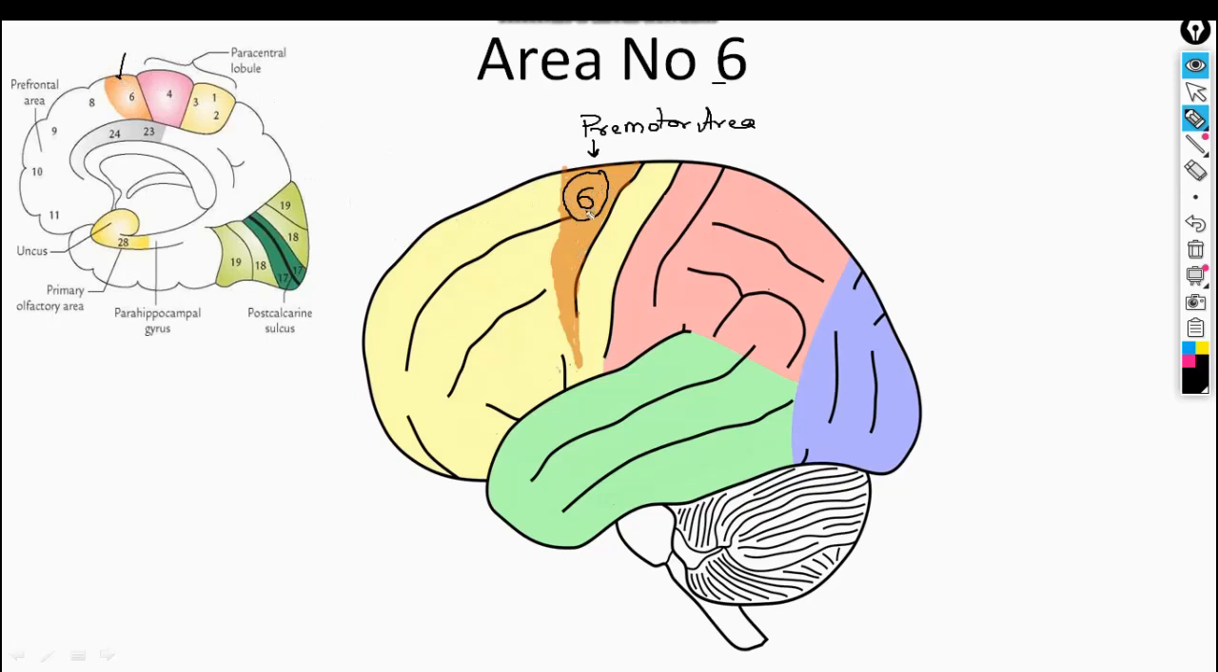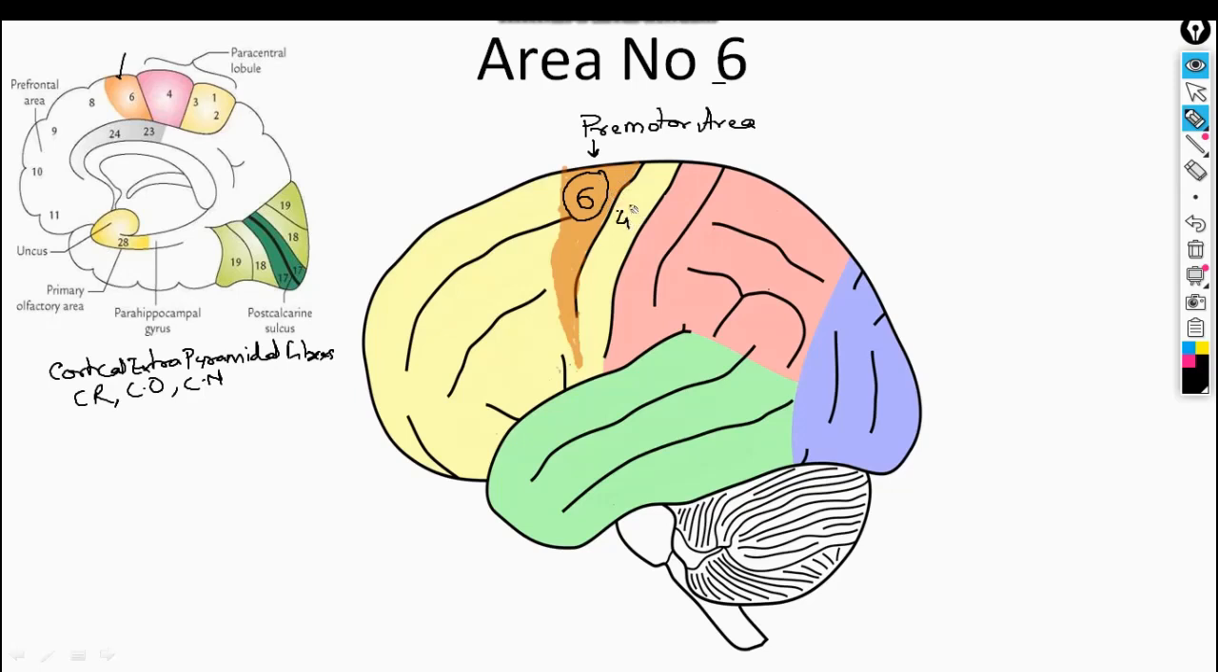So this area 6 is the main site for cortical origin of extrapyramidal fibers. Clear? So what are they? They are cortico-rubral, I'm writing in short, cortico-rubral, cortico-olivary, and cortico-nigral. Clear?